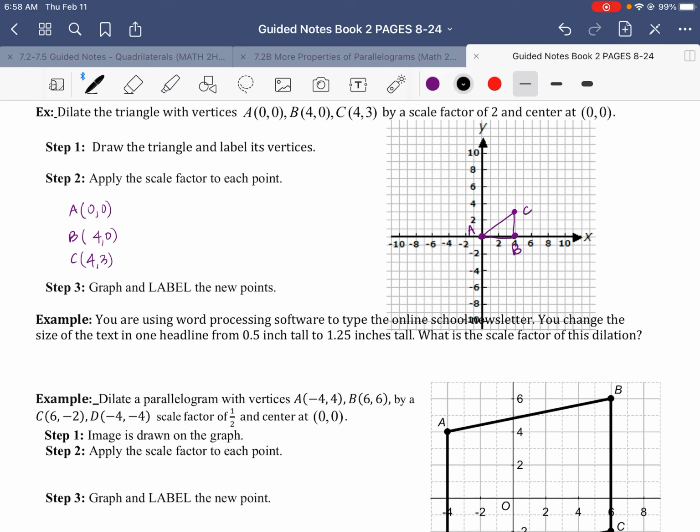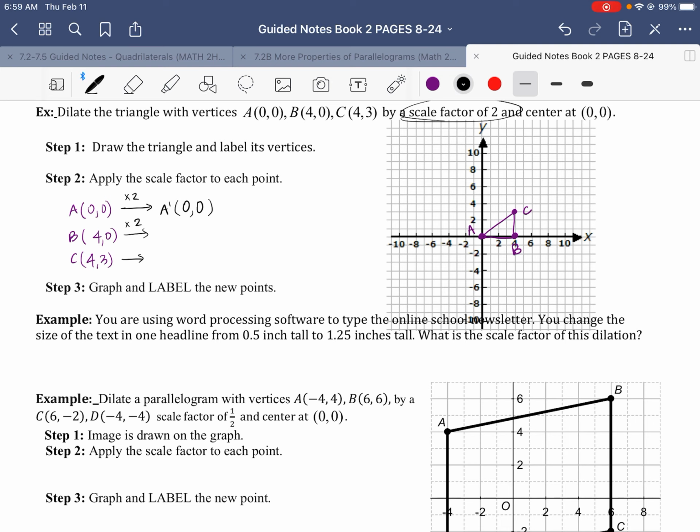And I'm going to dilate each of the points. So I'm going to draw little arrows. If I dilate this by a scale factor of 2, which is what it asked me to do, I'm going to multiply each of the elements of the value, the point, by 2. So A prime, when I dilate it, would be multiplying 0 by 2, which is 0, and 0 by 2, which is 0.